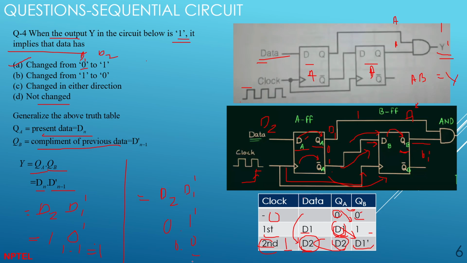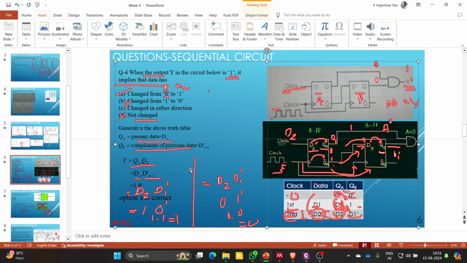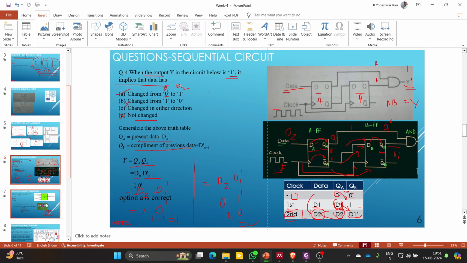0.0 is 0. So it's giving 0. So this is wrong actually. C is also wrong, and it is changing. So this is also wrong. So your answer will be A here. I think it will remain as it is.